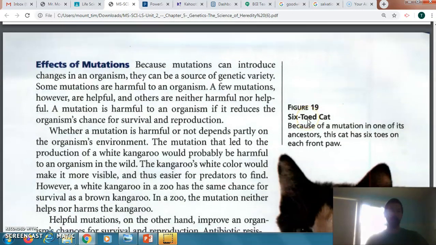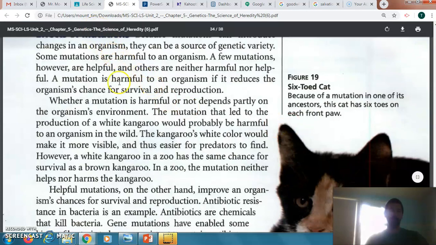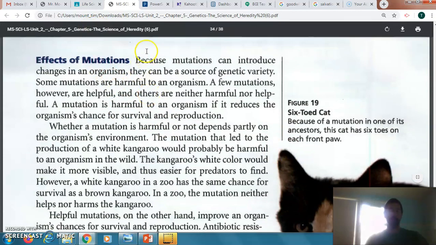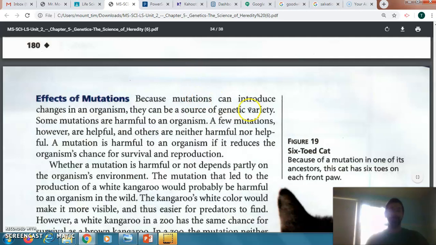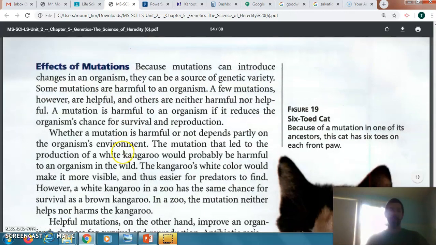Okay, last page here, 181. I already mentioned some of this. So because mutations can introduce changes in the organism, they can be a source of genetic variety. Some mutations are harmful to an organism. A few mutations, however, are helpful, and others are neither harmful nor helpful. A mutation is harmful to an organism if it reduces the organism's chance for survival and reproduction.